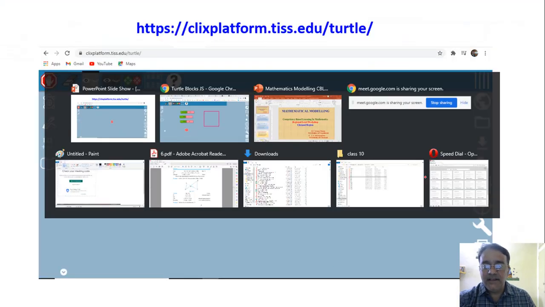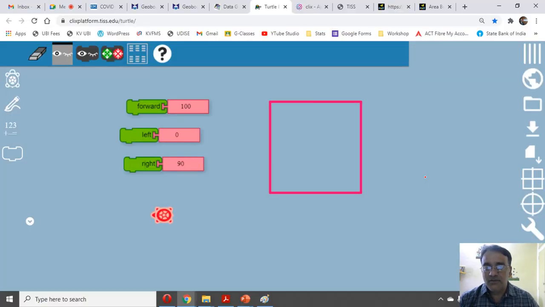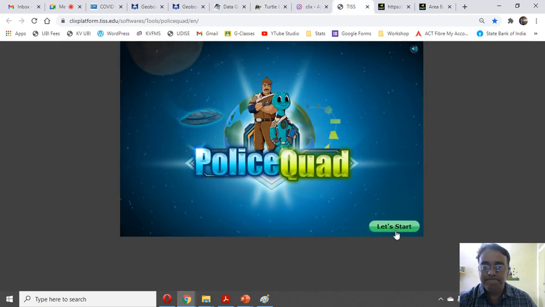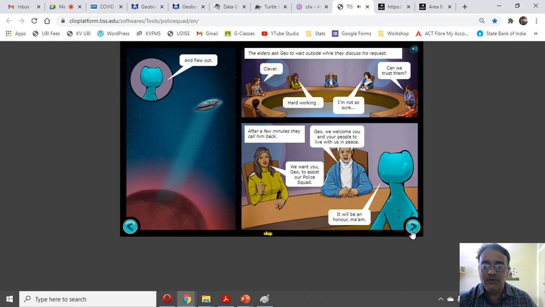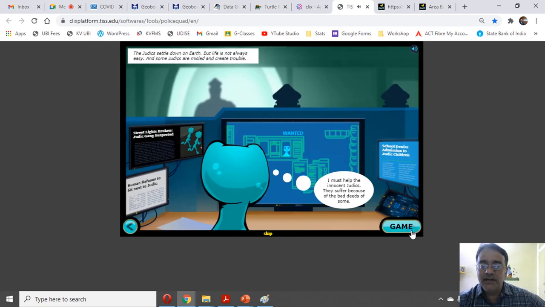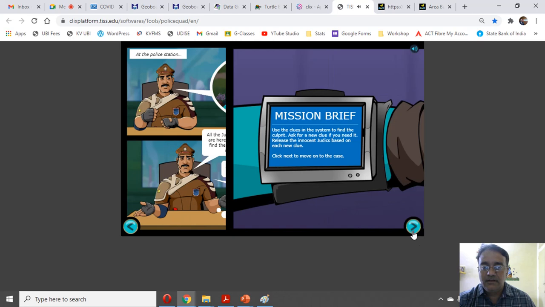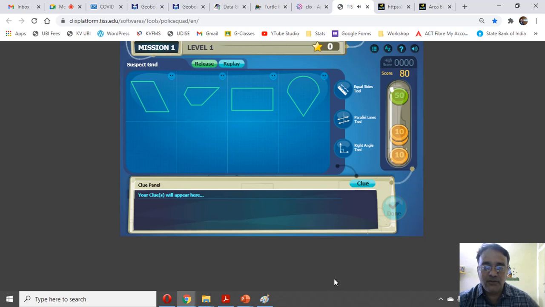The next one is the police squad game. This is also one of the platforms where we can teach the students to identify different types of polygons. This also I am going to give one demo. See, this is the first page. In this game, some clues will be there with respect to straight lines, and we have to identify the culprits. This is level 1. I am going to demonstrate only one level.